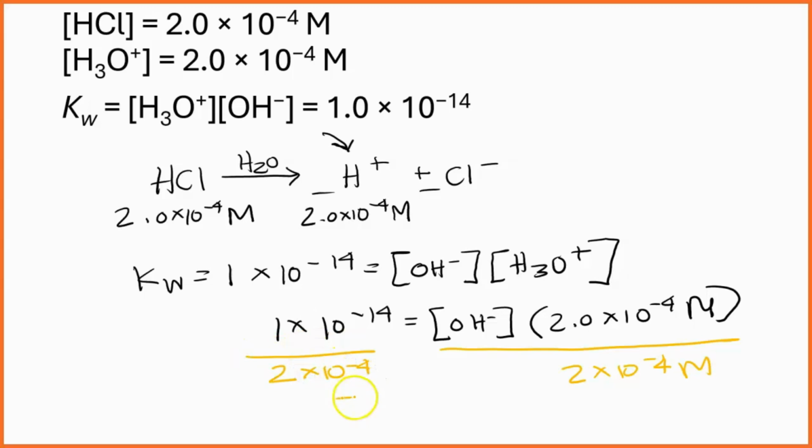Make sure that you're using that EE button to solve for your concentration. So 1E negative 14 divided by 2E negative 4. And the concentration of hydroxide is going to be 5 times 10 to the negative 11 with a capital M for the final units.